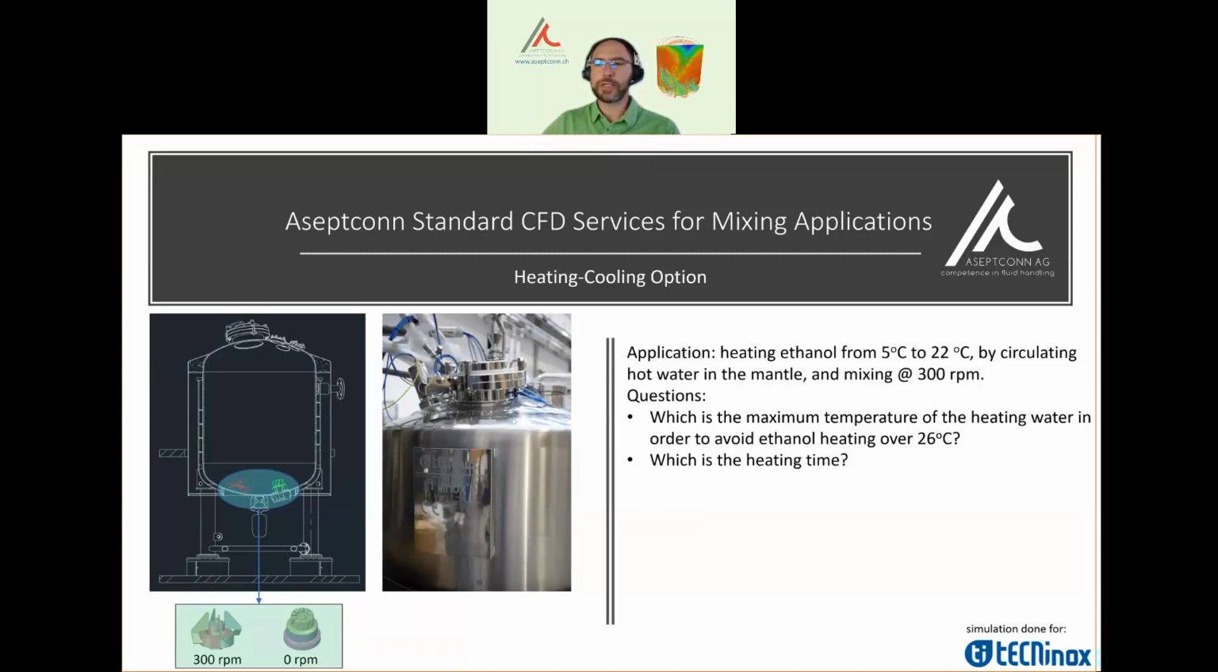The application was heating of ethanol, a liquid with explosion risk, from 5 Celsius degrees to 22 Celsius degrees. The question was, which is the maximum temperature of the heating water in order to avoid ethanol heating over 26 Celsius degrees, and which is the heating time?